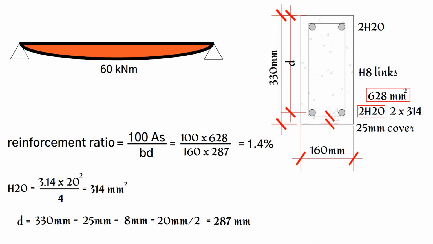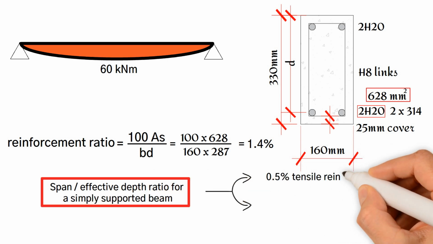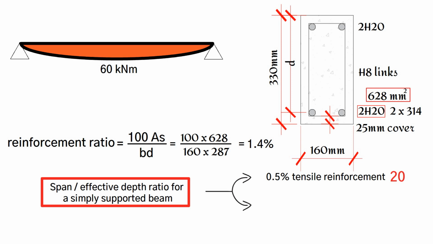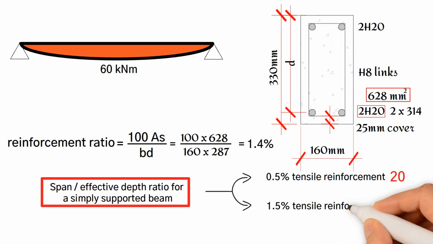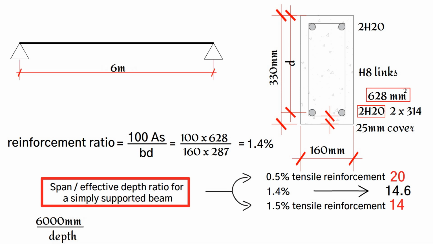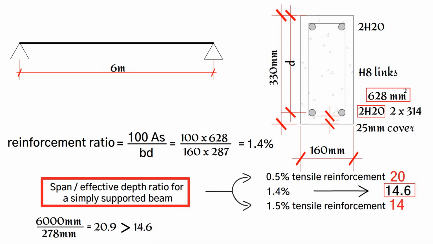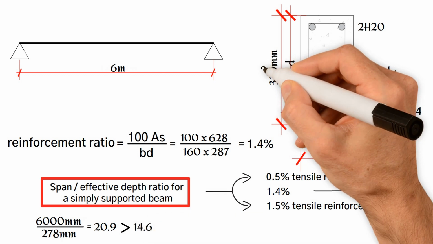According to Eurocode 2, the span effective depth ratio for a simply supported beam with 0.5% tensile reinforcement is 20, and the span effective depth ratio for a simply supported beam with 1.5% tensile reinforcement is 14. After interpolation, the span depth ratio is 14.6. In comparison, the actual span depth ratio is 6000 mm divided by the effective depth 278 mm. This results in a value of 20.9, which is greater than 14.6. As a result, the beam depth is unacceptable.